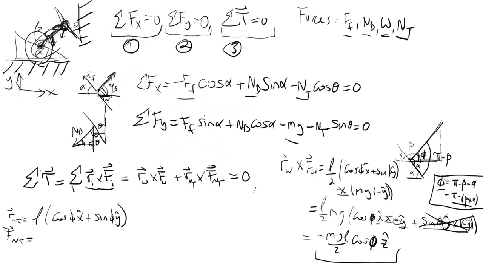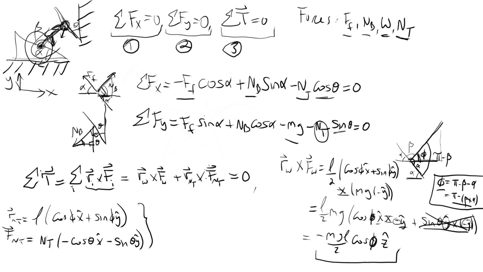What's FNT? FNT is the vector that describes the normal force vector at the top. So it has a magnitude of NT, and its direction is determined only by theta. Its x and y components are only determined by theta. I can say that this normal force is NT times minus cosine theta in the x hat, minus sine theta in the y hat.